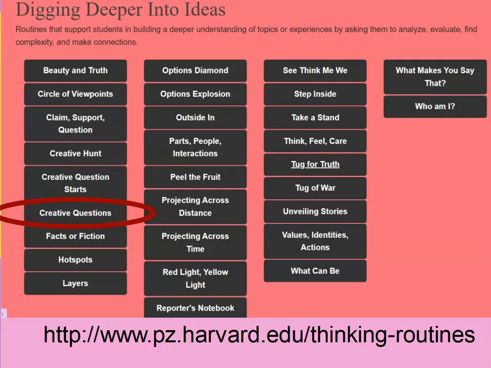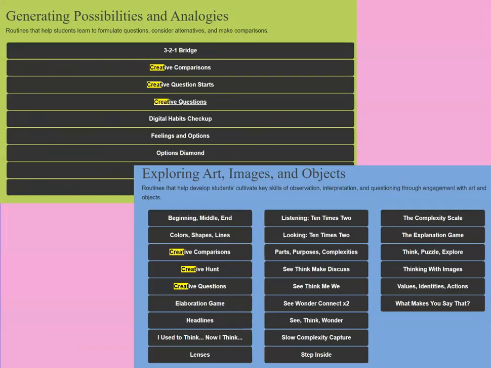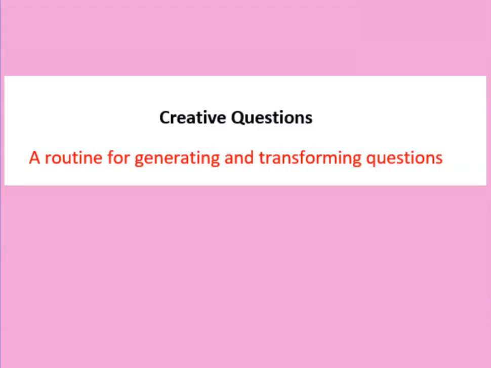So today we're doing creative questions. Now, last episode we did creative question starts. So don't get confused. Those have two similar titles and they're actually very similar. Again, the thinking routines are located at pz.harvard.edu/thinking-routines. Creative questions is also available on generating possibilities and analogies and exploring art, images, and objects. So this is a routine for generating and transforming questions.